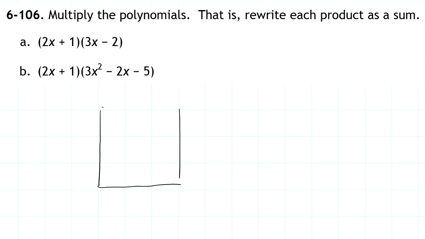So I'm just constructing this little 2 by 2 generic area model. And I'm going to write across the top the fact that I'm multiplying 2x and then a positive 1. And down the left, I'm multiplying 3x and minus 2. This is really going to ensure that as I go through and find the products, my work is organized and I'm going to get all the right components.